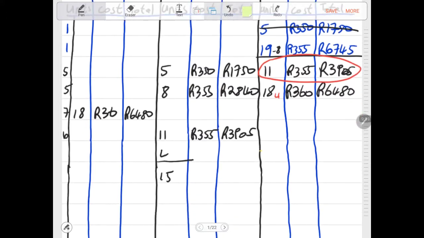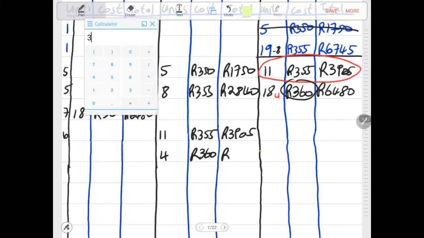Now the 4 units that are left must be taken from the 18 units that we have. So now we say 4. At what price was the 18 bought? At 360. So now we say 360 by 4, it gives us 1,440 rands. So now this will be the issue, meaning the whole 11 units are all issued, but now out of the 18 we have not issued all of them. We only took 4 in order for us to issue the total of the 15.